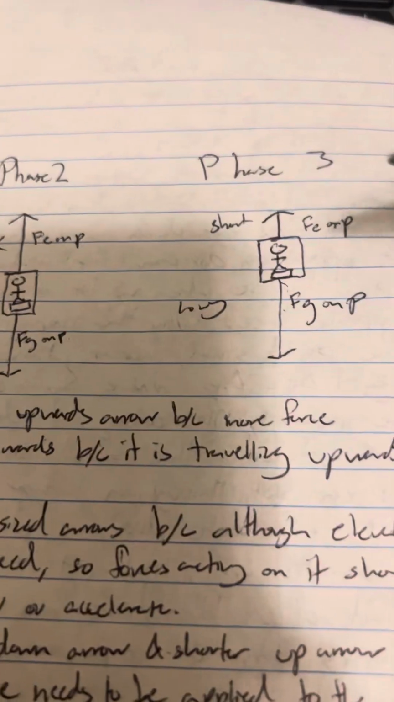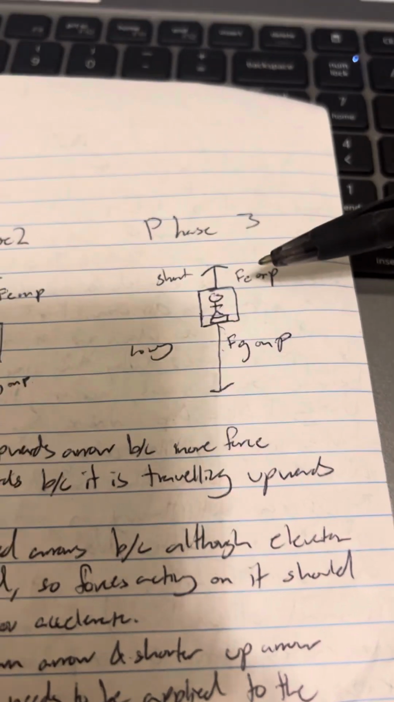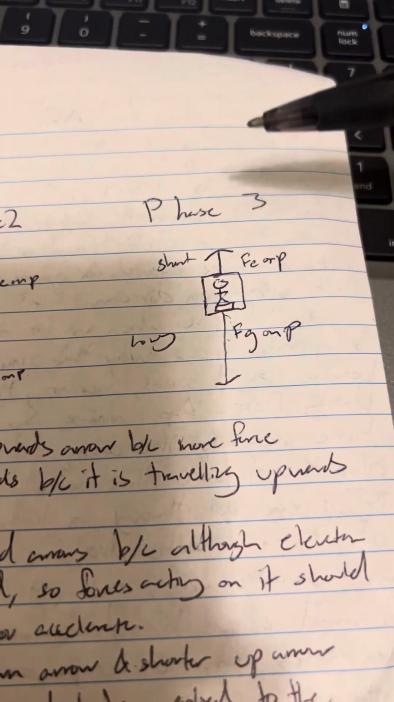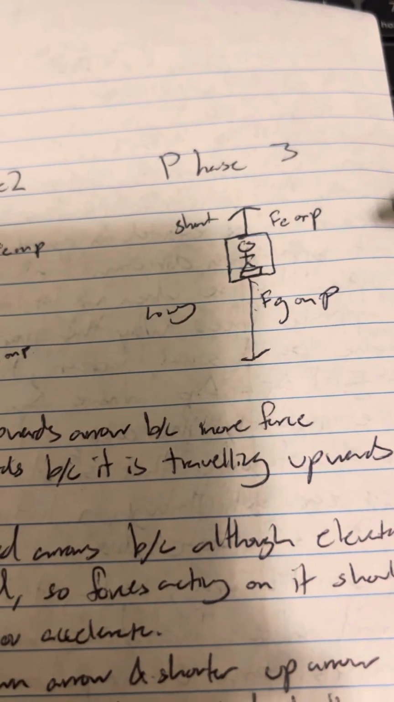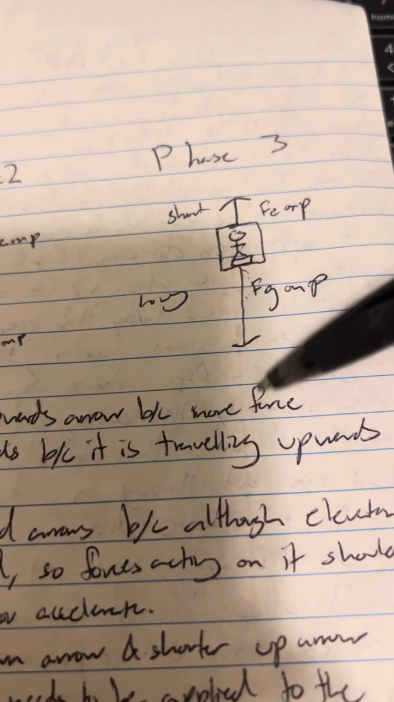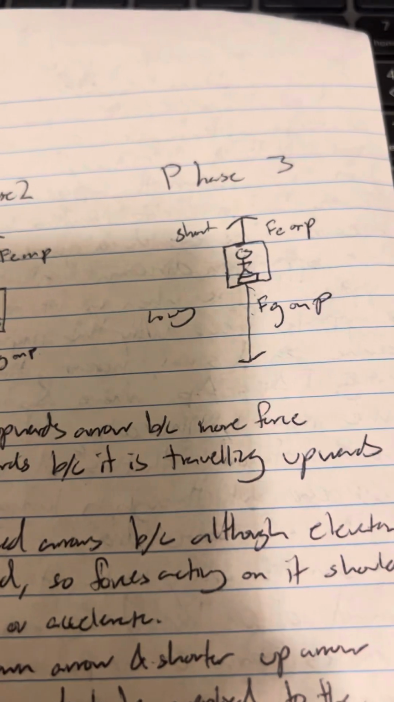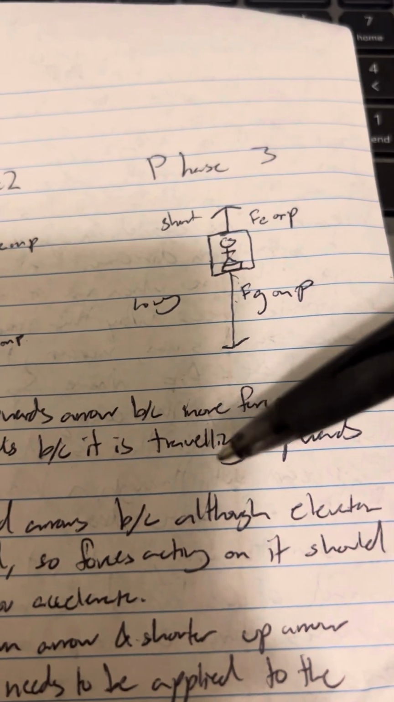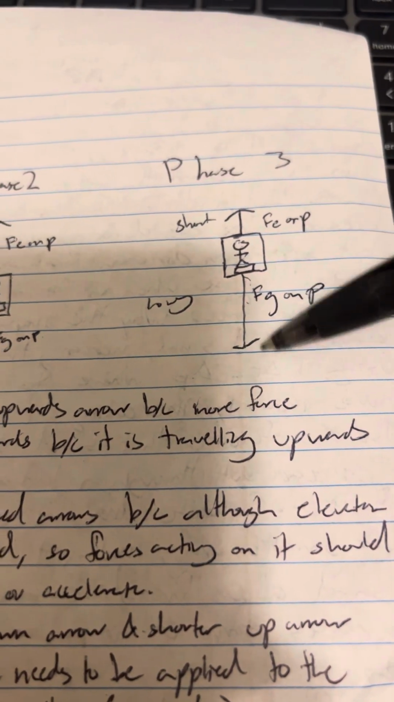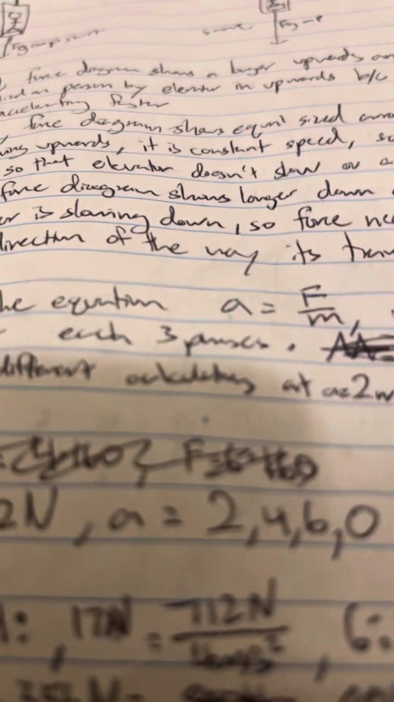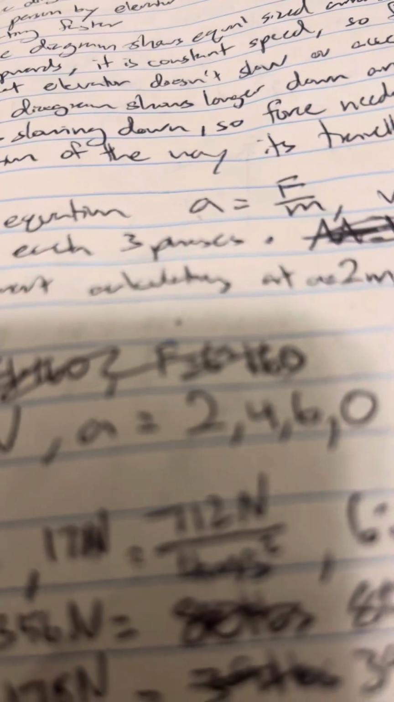And finally, for phase 3, when the elevator is decelerating, there will need to be more downward force because the elevator is going up, and force needs to be applied to the opposite direction for it to start slowing down. And finally, for part C, what does the scale read during each of these 3 phases in the motion of the elevator.